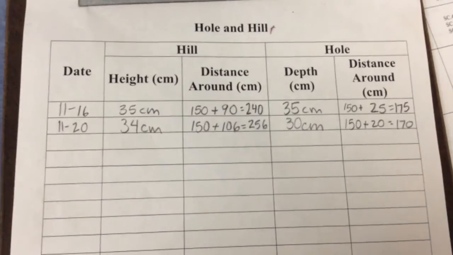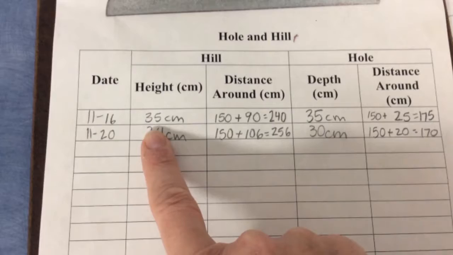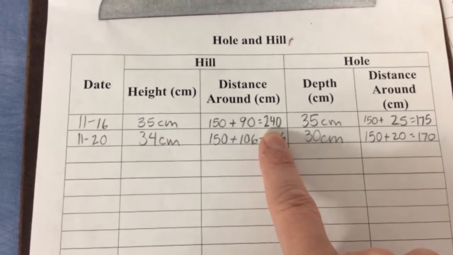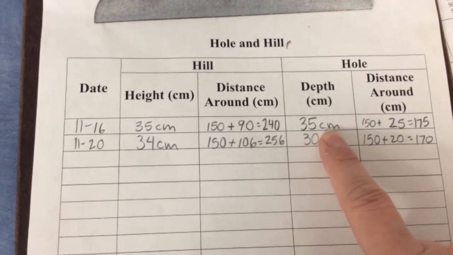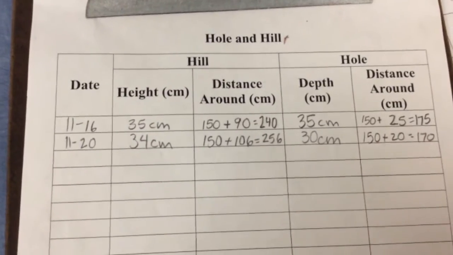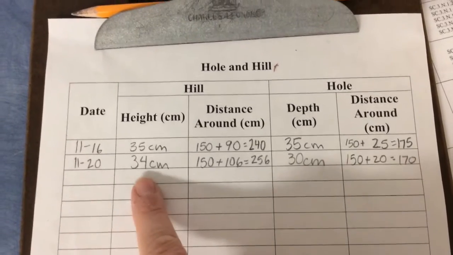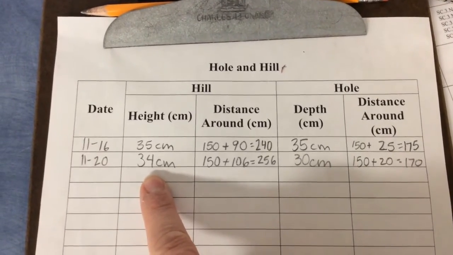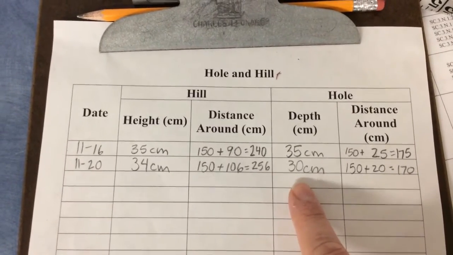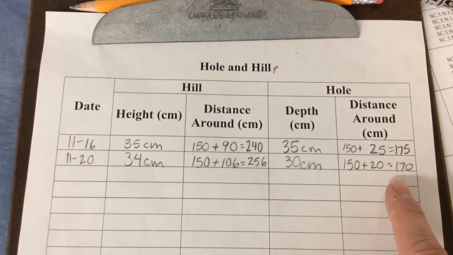When I first started this experiment on the 16th, the height of the hill was 35 centimeters, and the distance around the hill was 240 centimeters. The hole was 35 centimeters deep and 175 centimeters around. The next time I measured it was November 20th. The hill was 34 centimeters high and 256 centimeters around. The hole was 30 centimeters deep and 170 centimeters around.